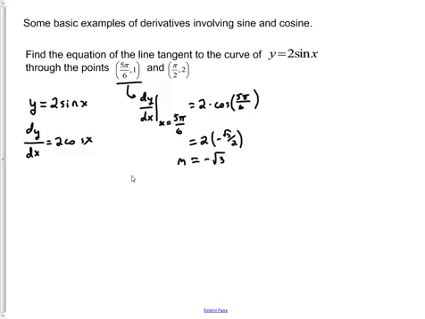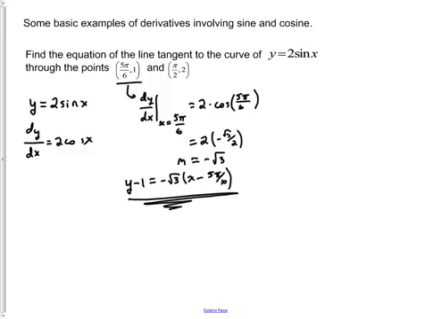So what could we say about it? Well, let's use the point-slope form. We would say that y minus 1, that's the y value given, is equal to negative square root of 3 times x minus the x value that's given in the point, and that's 5 pi over 6. Now, sure, we could go through and isolate y and put this in slope-intercept form if we wanted to, but I think I'm done with that. That's all I really want.